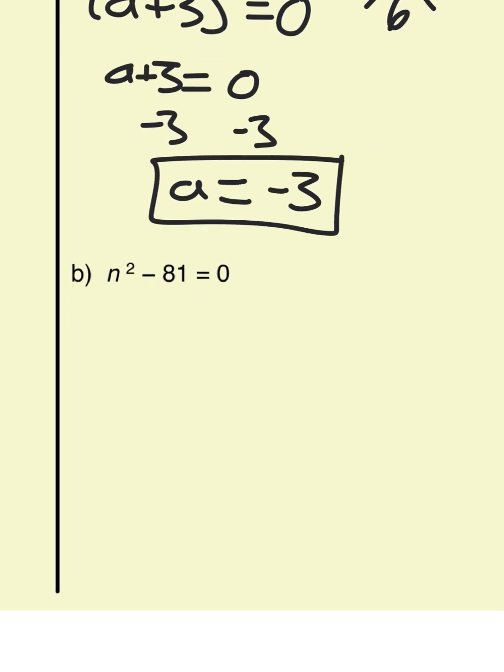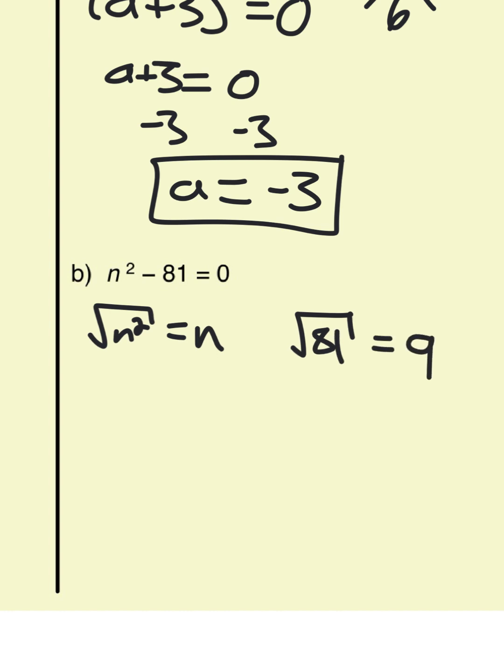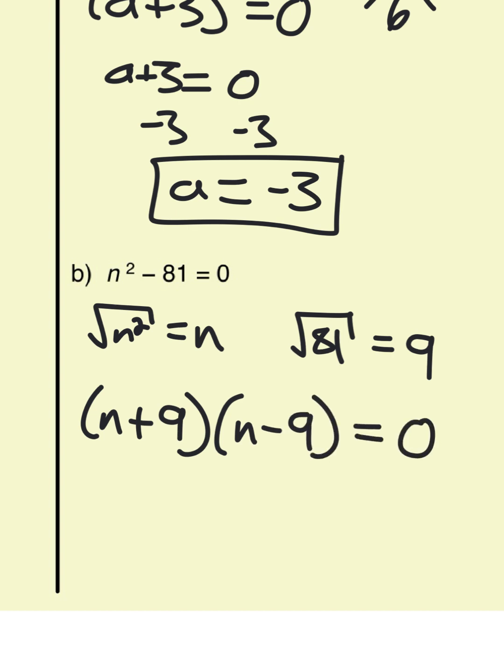All right, last one. This is the difference of two squares. I know the square root of n squared is n. I know the square root of 81 is 9. So I factor this to n plus 9 and n minus 9, meaning if that equals 0, one of the products has to be 0. If n plus 9 is 0, n is -9. If n minus 9 is 0, n is +9.